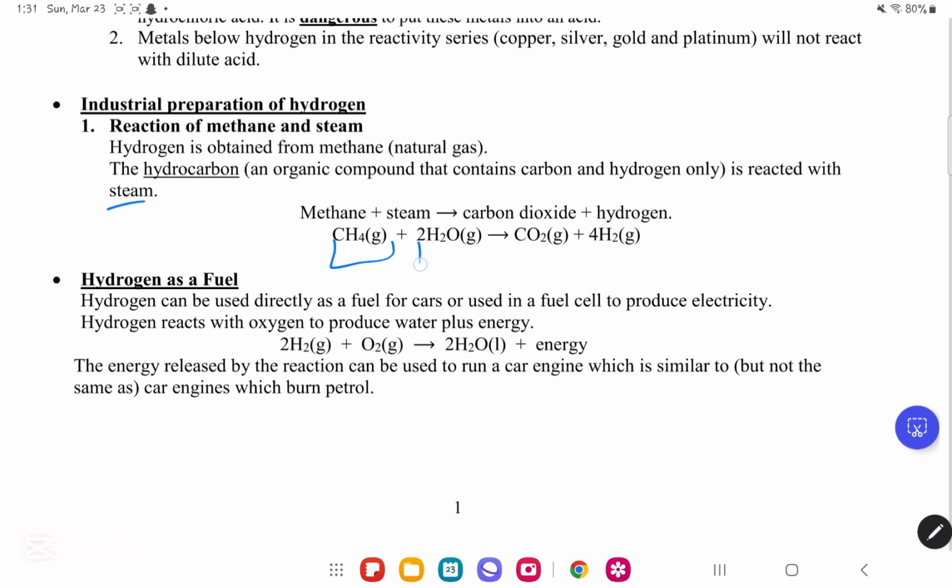You will add to it steam. Now pay attention, steam is water but a gas, so it's going to be H2O gas, not liquid. It will produce two gases, which are carbon dioxide gas and hydrogen. So methane plus steam will form carbon dioxide plus hydrogen.